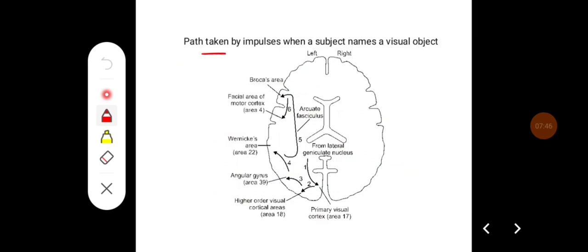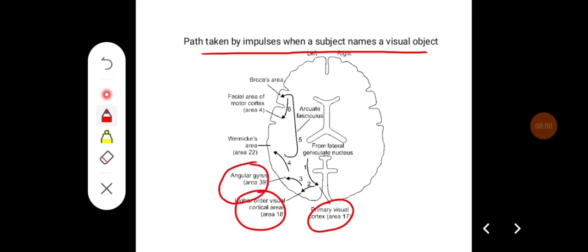So this is the path taken by the impulses when a subject names a visual object. It will be visualized in the primary visual cortex. Then it goes to the higher order visual cortical areas for processing. Then it goes to the angular gyrus, which is called the area of interpretation. Then it goes to Wernicke's area. From Wernicke's area through the arcuate fasciculus, it reaches Broca's area to produce the motor speech to the facial area of the motor cortex, that is 4.